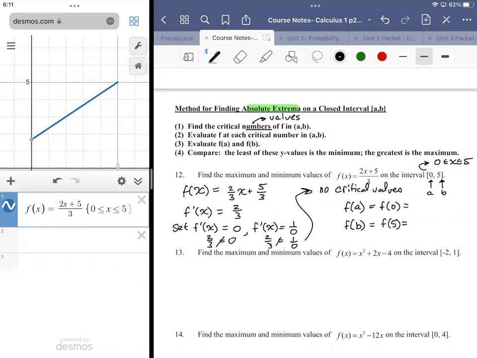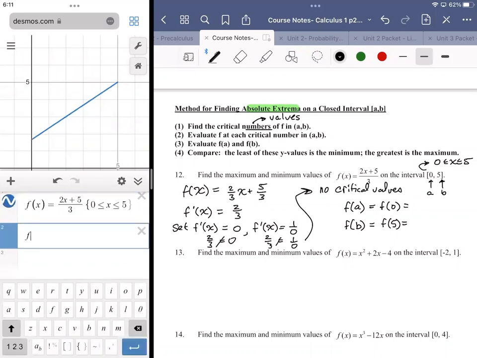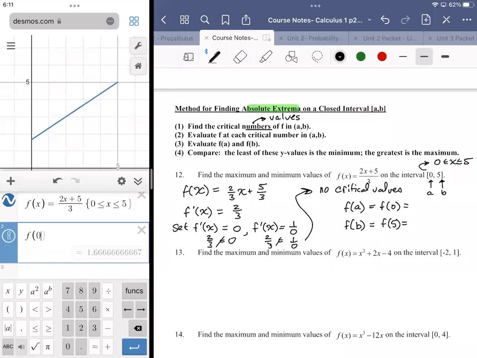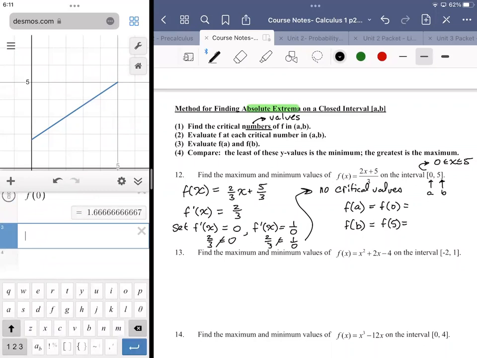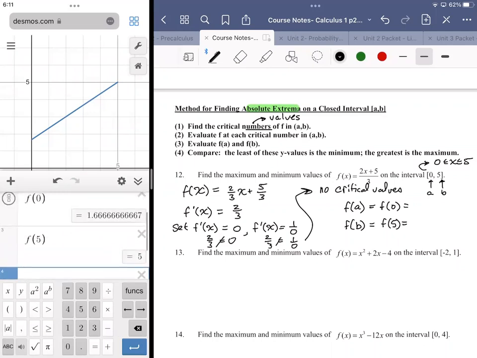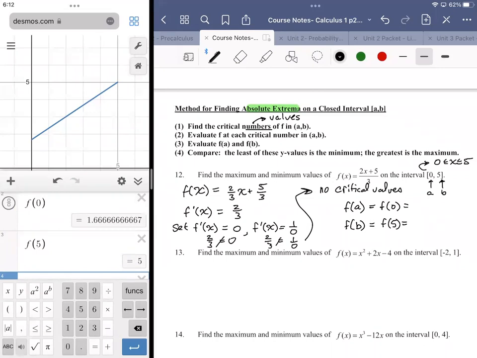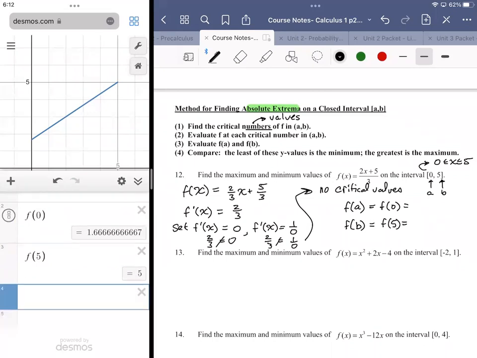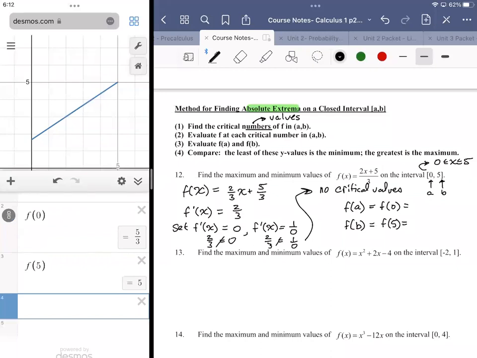Now you could plug it into the original function, or you could just evaluate it by hand. By Desmos is what I meant to say. Pop in f of 0. Pop in f of 5. So 1.6 repeated is going to be 1 and 2/3 or 5/3. F of 5 gives us a 5. So this would be our absolute minimum, and this one would be our absolute maximum.